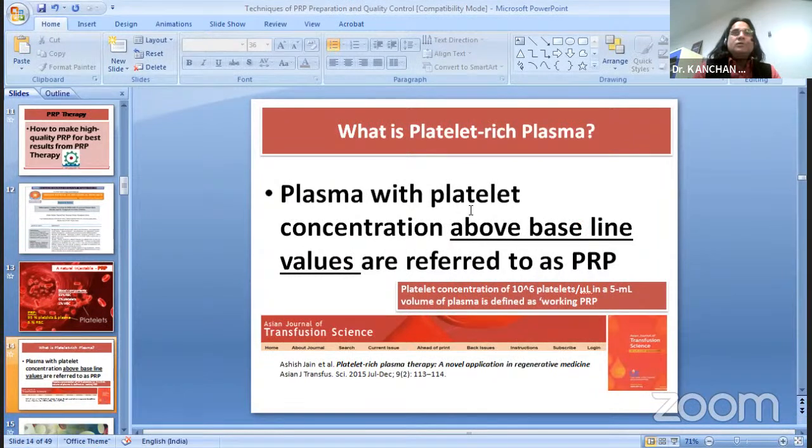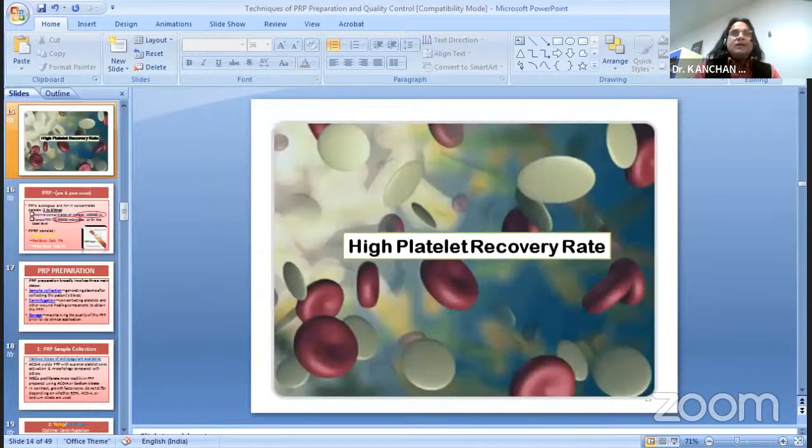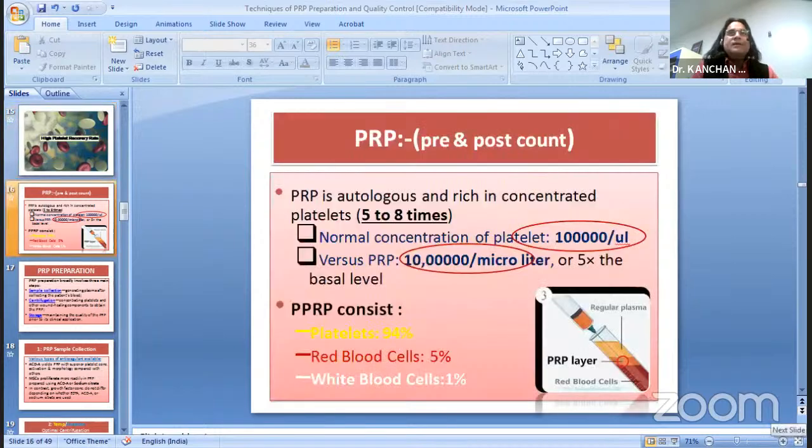PRP means plasma with platelet concentration above the baseline value. That is the PRP definition, so the platelet concentration must be above the baseline, right? So how do we get a high platelet recovery rate? If you are making PRP, this means you have to recover a high platelet concentration. This is very important.